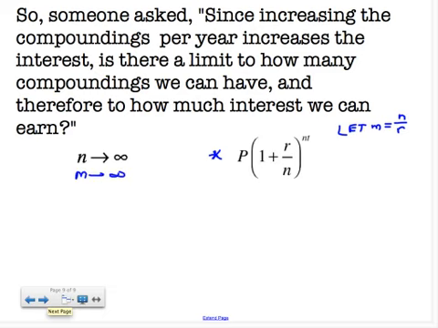R is fixed, okay? R is the interest rate. It's set at whatever it's set at. It doesn't matter in this case. We're going to see this is all independent of the interest rate, which is interesting. But if N gets big, so does M. Okay, so let's rewrite this expression now.